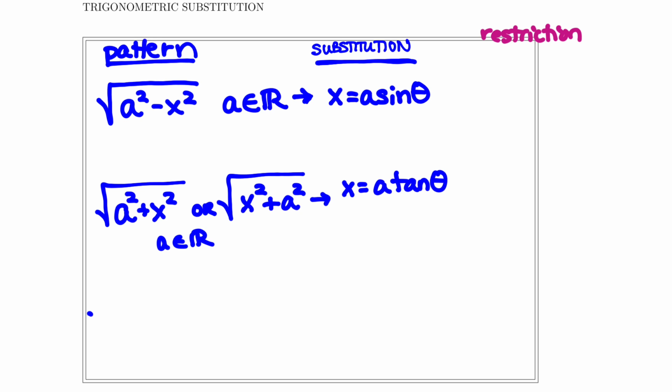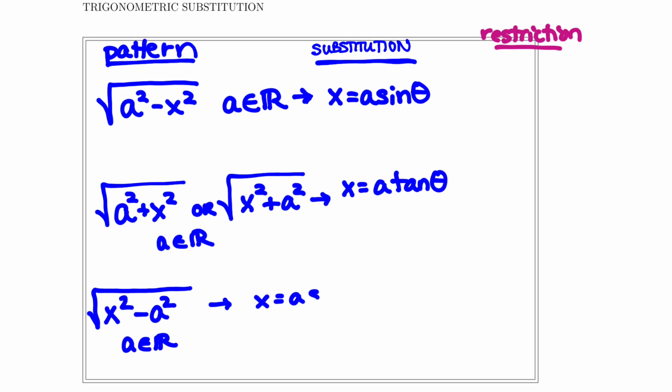And the last pattern, not to be confused with the first pattern, is square root of x squared minus a squared, where a is an element of the real numbers again, okay? And we're assuming here we stay in the real world, by the way, guys, with all of our restrictions, which is why I'll tell you a little bit about our restrictions when we make some trig substitutions. So we're assuming that we've got square roots of positive things going on, okay? The substitution we're going to make on that one is x equals a secant theta.